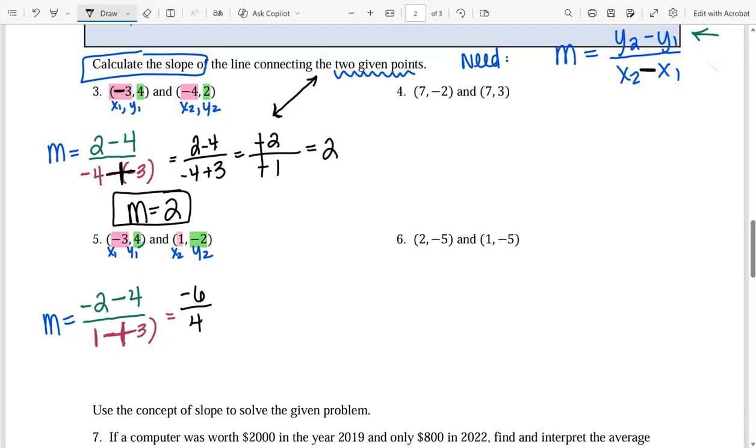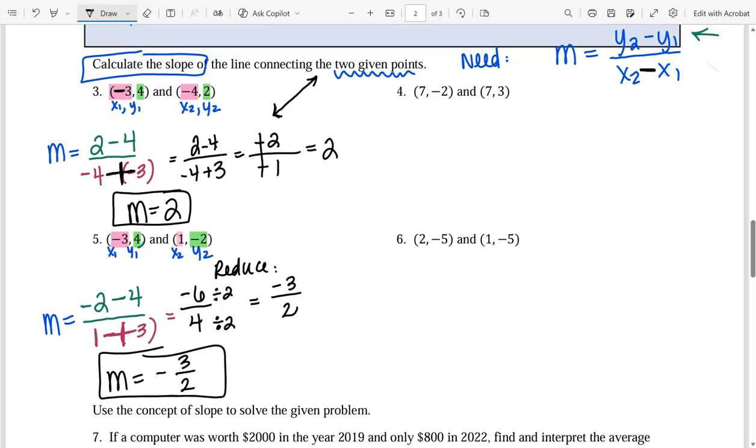Sometimes these fractions will not divide out nicely. You will need to leave them as a fraction, but reduce. I can divide a 2 out of top and bottom. Reducing that fraction gives me -3/2. So my slope as a number is -3/2. What that tells me is that when I go to do this on the graph, it should slope downhill.